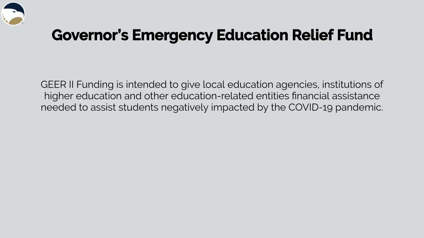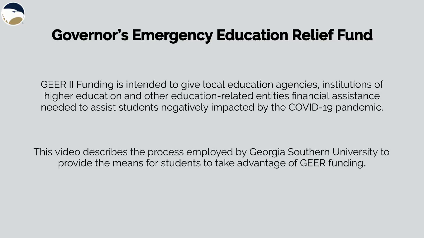GEER II funding is intended to give local education agencies, institutions of higher education, and other education-related entities financial assistance needed to assist students negatively impacted by the COVID-19 pandemic. This video describes the process employed by Georgia Southern University to provide the means for students to take advantage of GEER funding.